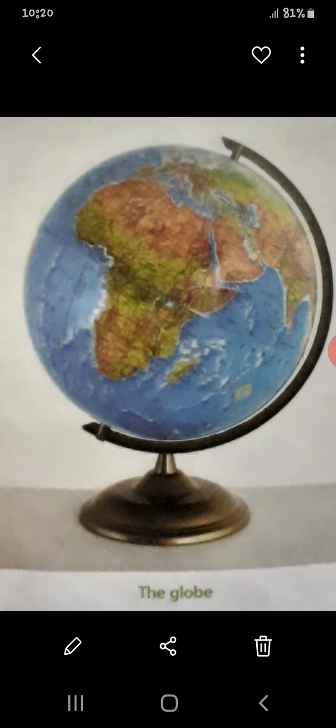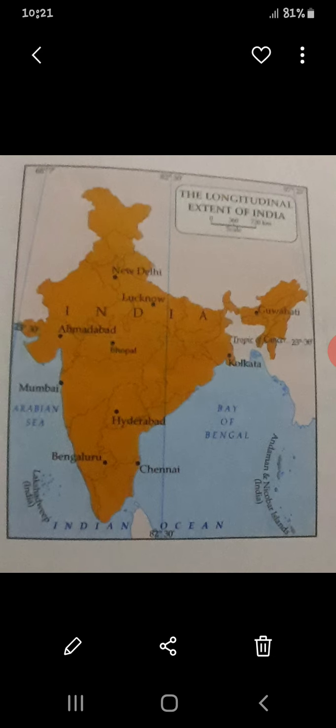Now, two things they have found out. One, we have the globe. The two important tools that they made were the globe and the map. In today's session, we are going to learn about the globe.